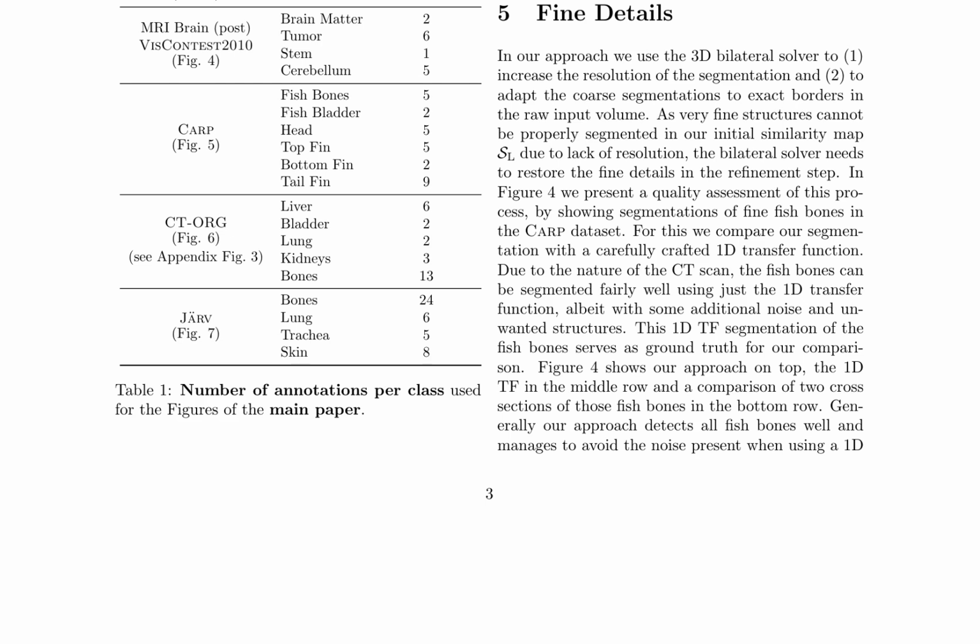The 1D transfer function serves as ground truth for the comparison, focusing on segmenting fine fish bones. The results show that the author's approach detects all fish bones accurately and avoids the noise present when using a 1D transfer function. The top row of Figure 4 displays the author's approach. The middle row shows the 1D transfer function, and the bottom row presents a comparison of two cross-sections of the fish bones. This evaluation highlights the effectiveness of the author's approach in capturing fine details in the segmentation process, demonstrating its ability to restore fine details and adapt to exact borders in the raw input volume.